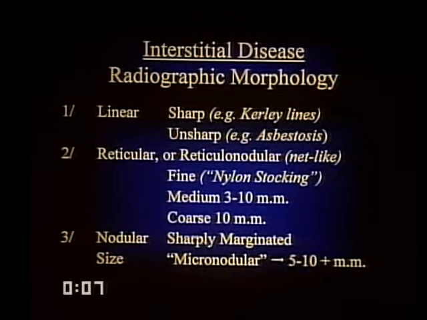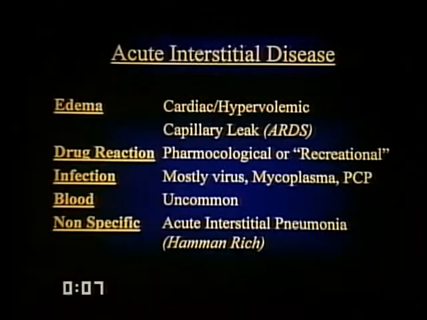Or the disease may appear nodular, and the nodules, for the most part, are very sharply marginated, or micronodular, very punctate things, such as one will see in some of the very earliest manifestations of silicosis, or they may be quite large nodules. The acute interstitial diseases, and I'm not at all going to make an exhaustive list of any of these things. I'm trying to deal with common diseases that commonly cross our desks.